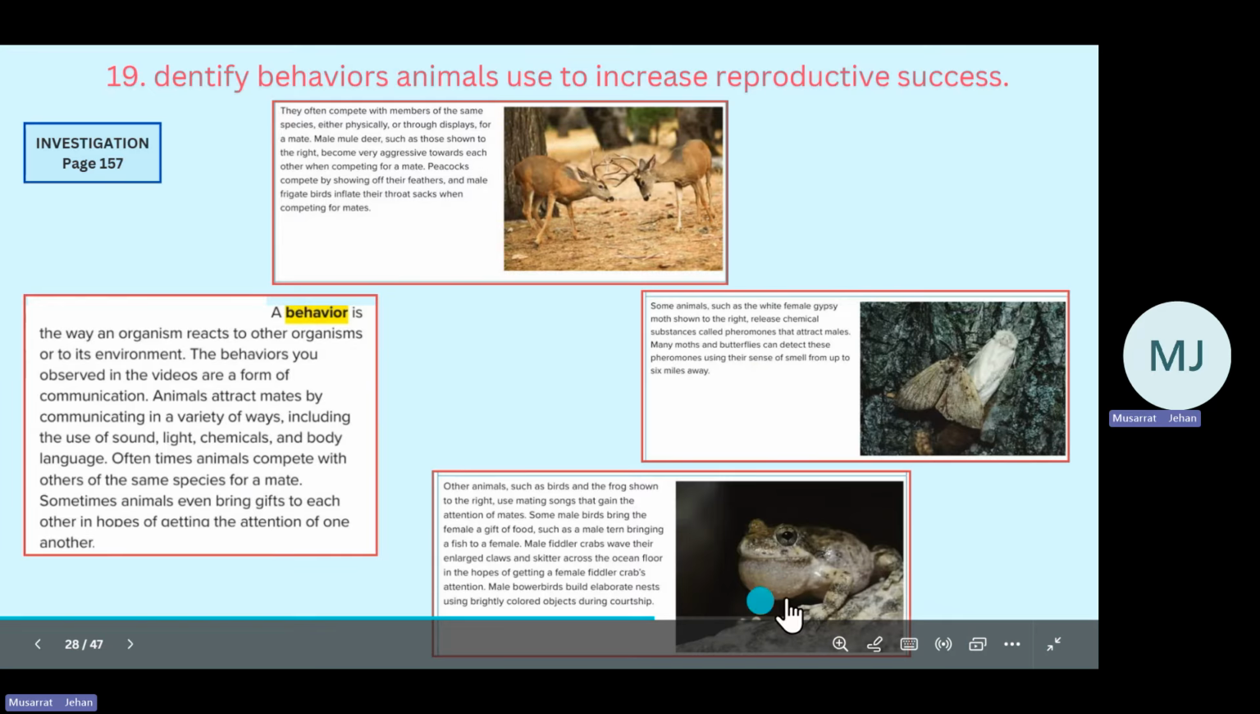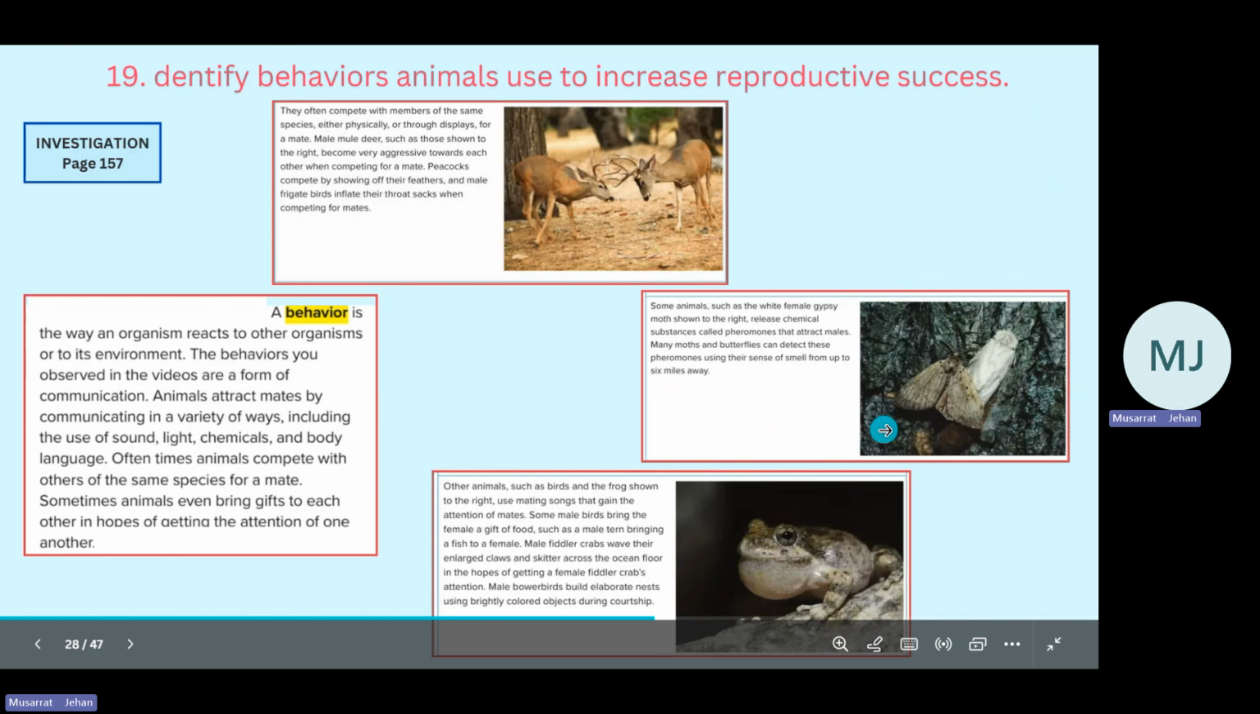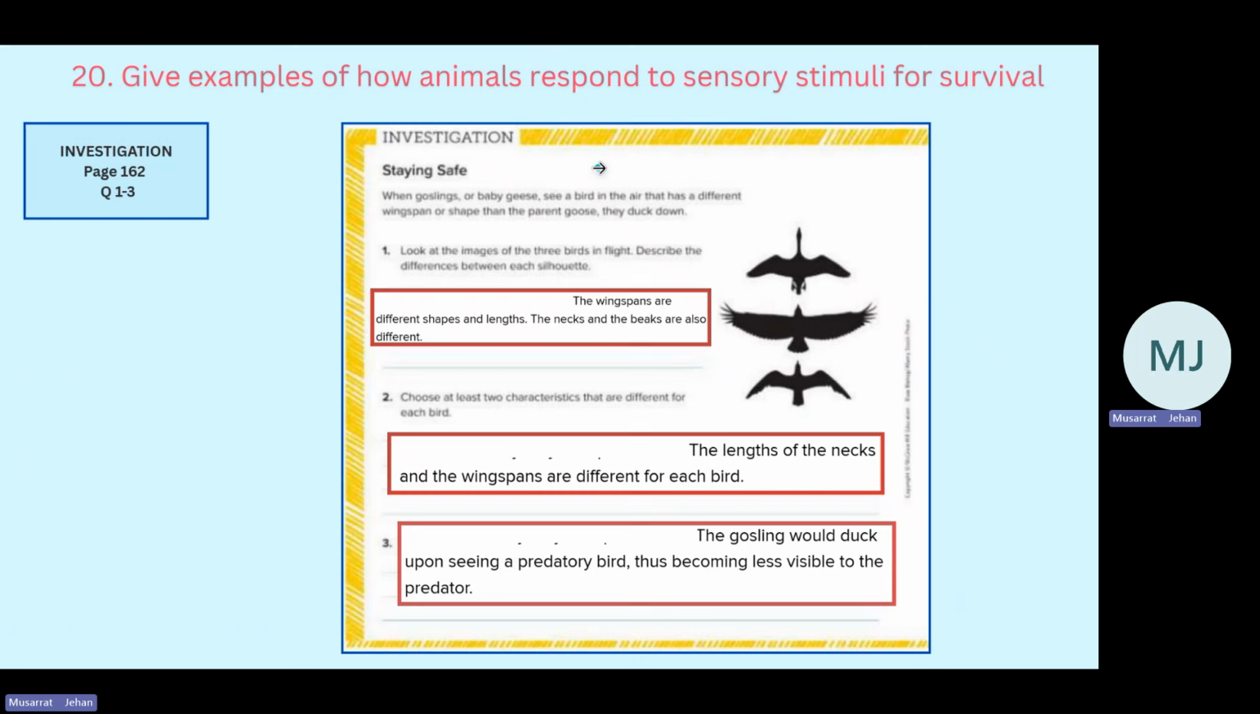Now, there are some animals which, like the frog here, have mating songs. They produce sounds which draw the attention of the mate. Some male birds bring a female a gift of food, such as a male tern bringing a fish to the female. Male fiddler crabs wave their claws and move around the ocean floor to attract the female fiddler crabs. Male bowerbirds build elaborate nests with brightly colored objects. These types of behaviors are called courtship behaviors.